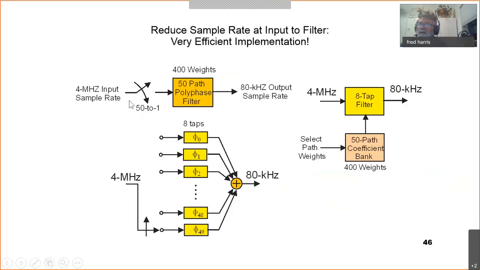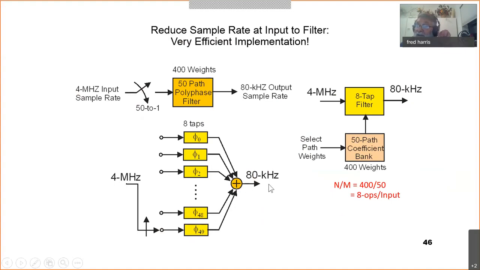How do we do that? Well, you lower the sample rate, that's your polyphase filter. You design the filter at the low sample rate, and then include the resampler as part of the filter. That means instead of doing the downsampling on the output, you do the downsampling on the input. So what we have here is I took 400 weights and put them in 50 paths. How much data is in each path? It works out to be 400 divided by 50. I do 8 multiplies and adds here, put it in the accumulator. 8 multiplies and adds here, put it in the accumulator.